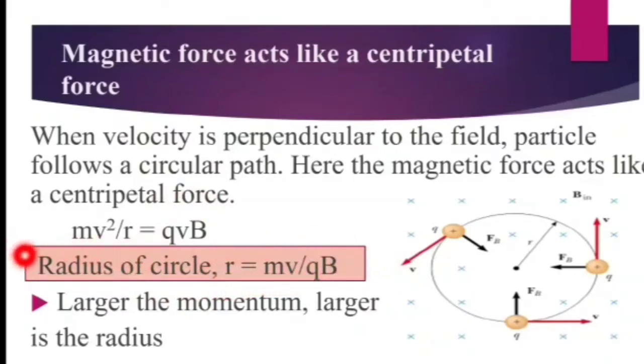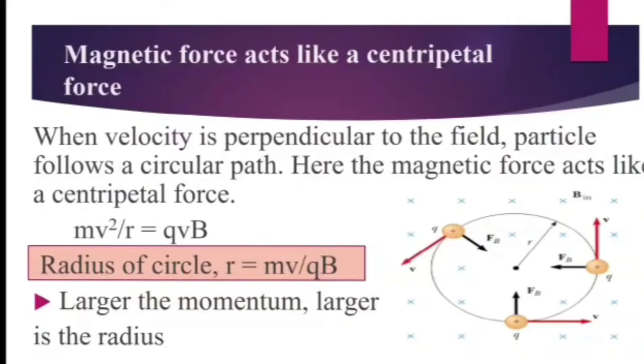This expression gives the radius of the circle. So from this expression we can understand that as the momentum mv, which is the momentum of the particle, increases, the circle becomes larger. That is, the radius increases or a larger circular path is followed. That is the conclusion that we obtain.